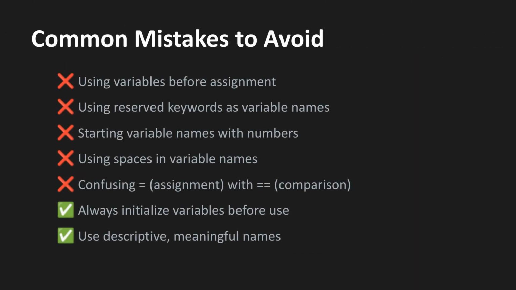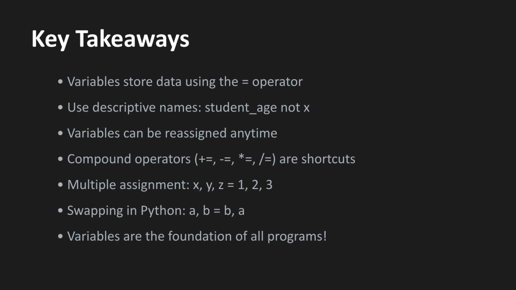To write effective code, always initialize variables and use descriptive names. Avoid common mistakes, like using variables before assignment, using reserved keywords, or starting variable names with numbers. Remember that variables store data using the assignment operator. Use descriptive names, and remember that compound operators are useful shortcuts. Variables are a fundamental element in all programs.